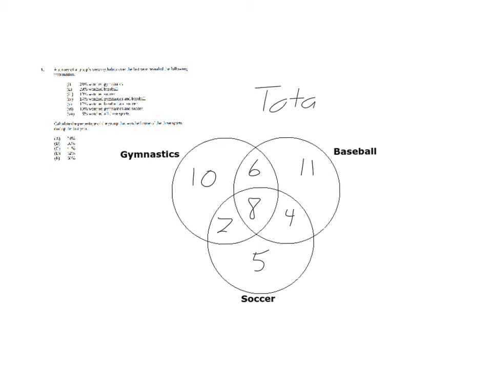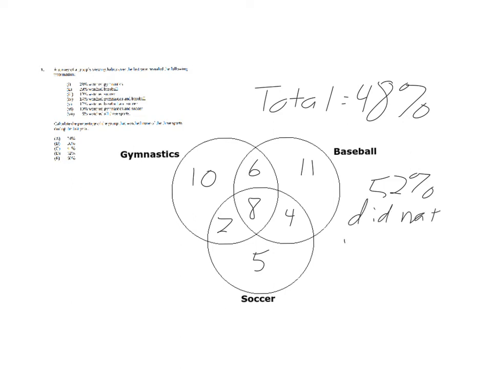And so what we're wanting is the percentage of those who watched none of the three sports. Well, the opposite of watching at least one of the three sports is watching none of them. So what we need is the complement of this. That means the remaining 52% did not watch any of these sports. And that leaves us with choice D as our answer. That, as I said, is the Venn diagram method.